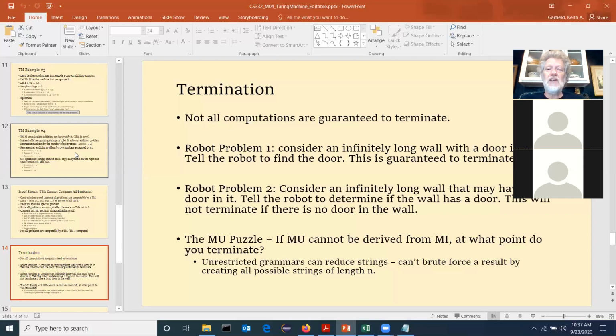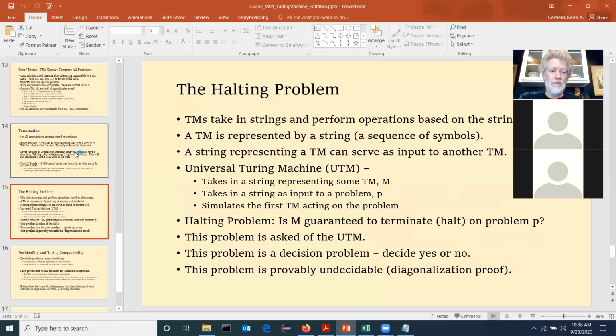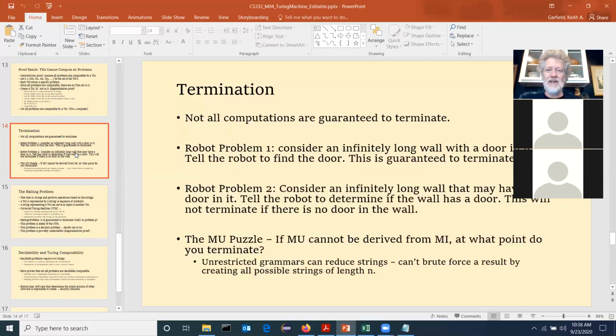So the mu puzzle, if there's a no answer, if you cannot derive mu from mi, there's no termination to the quest if you're doing it by brute force. If you can, you'll find it and you'll get the result. But if not, there's no termination. By the way, you cannot create mu from mi, and it's an induction proof that proves that. And you can find it online. That's why I didn't ask anybody to try to do that and determine the answer, because it's online.